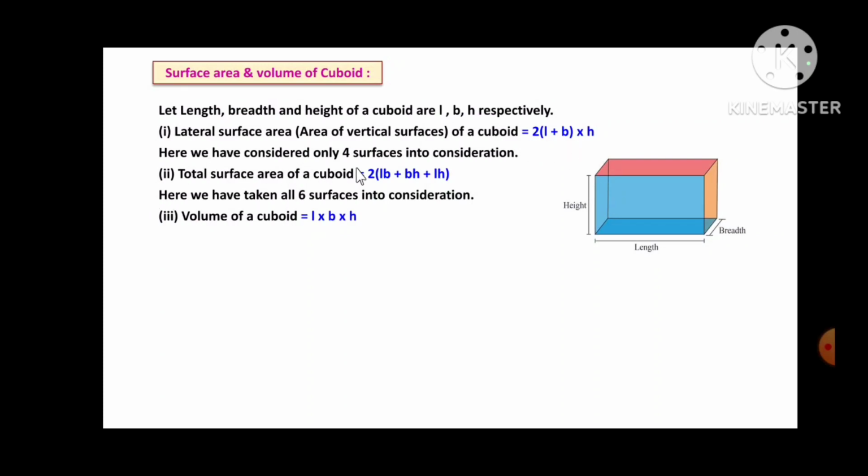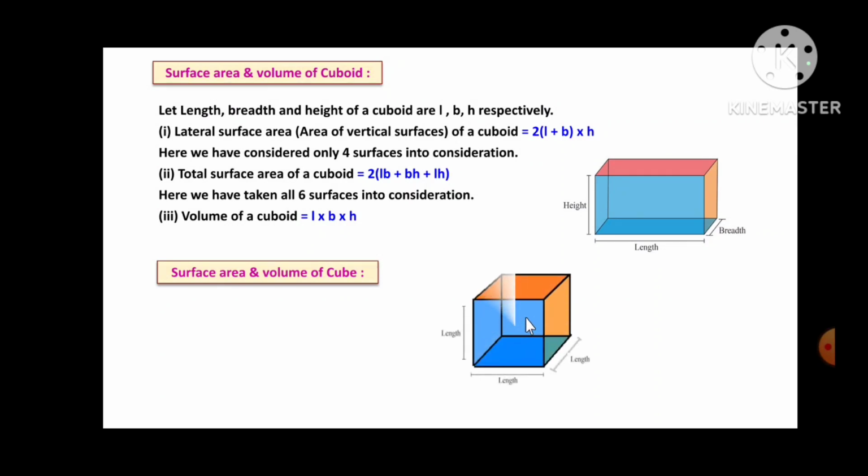Here we have considered only 4 surfaces. Now the total surface area of the cuboid is 2 into bracket LB plus BH plus LH bracket complete. Here we have taken all 6 faces into consideration. Now the volume of a cuboid is given as L into B into H, that is length into breadth into height.